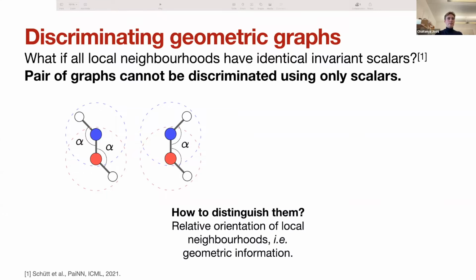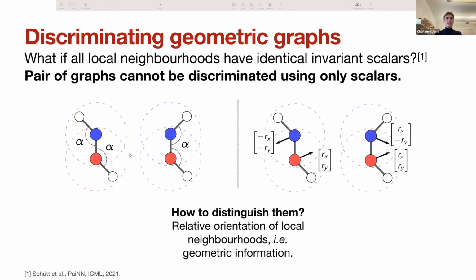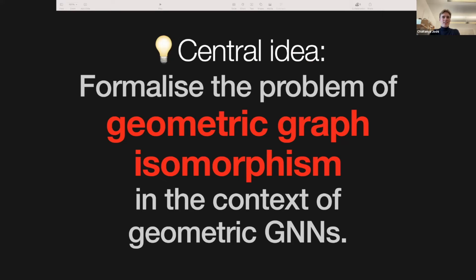The real difference, essentially how to distinguish them, is how these local neighborhoods are oriented with respect to each other. And the point of view that we take in our paper is how do we characterize which structures a particular graph neural network can distinguish or not distinguish in order to study its expressivity. And here I'll hand over to you, Chaitanya, to take us through the results.